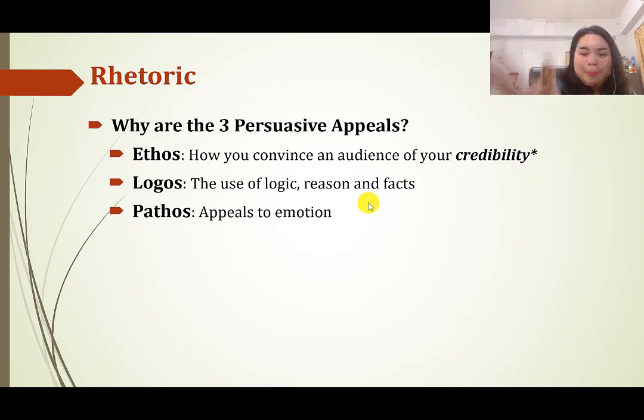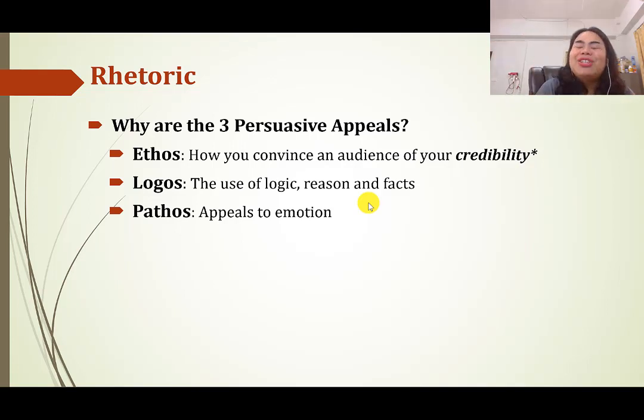But with appeals, how are you going to convince them really? Well, you can appeal. So appeal means how are you going to make the audience be on your side, to agree with you? Well, there are 3 ways you can appeal to them. First is via ethos, okay? It's how you convince an audience of your credibility.